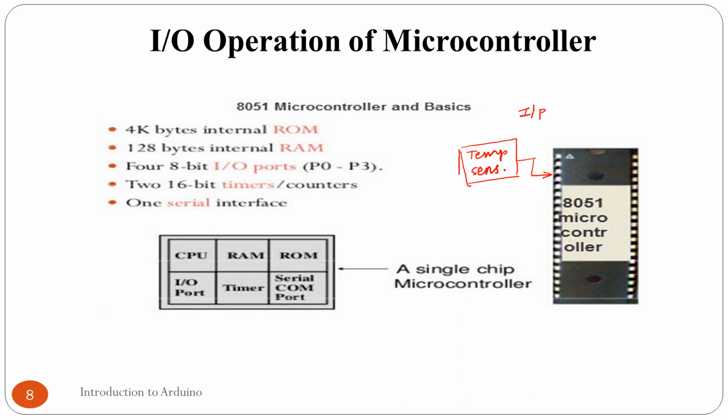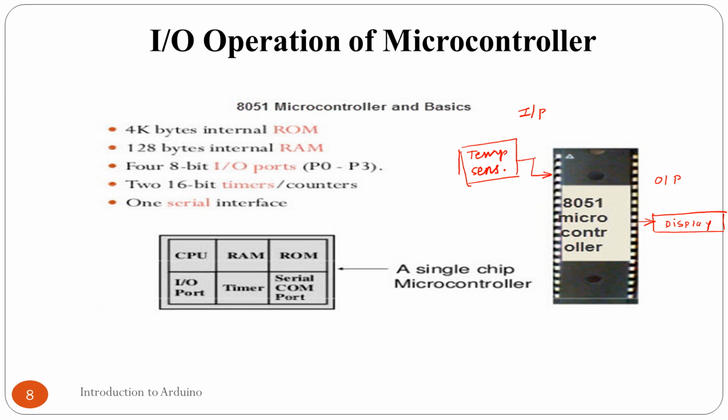After reading that data, obviously we have to write a program for reading and processing that data. Then suppose you have to display that data on some display device. For that purpose you have to connect a display device to the microcontroller. That is called an output operation, because the microcontroller is going to send this data to the display device.